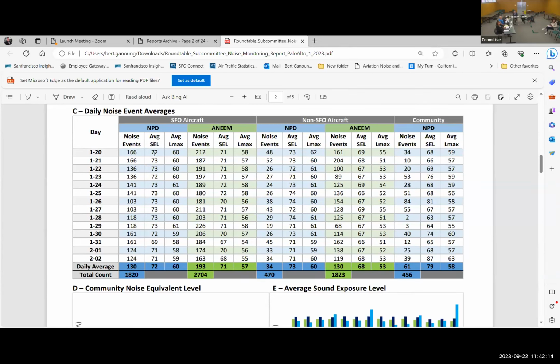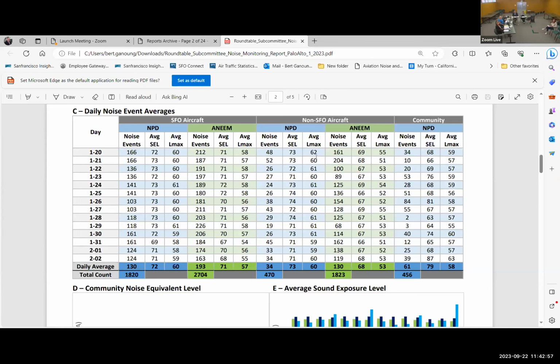The average SEL under NPD was slightly higher, 72, versus 71 under NEEM. We look at the average LMAX, 60 under NPD, 58 at NEEM. That's one reason why the numbers go up, because it has the lower numbers going below, I would say 50, 60, that we start seeing numbers down in those areas. 55 actually is where we saw it, based on the above counts we were looking at in the newer directors' reports.